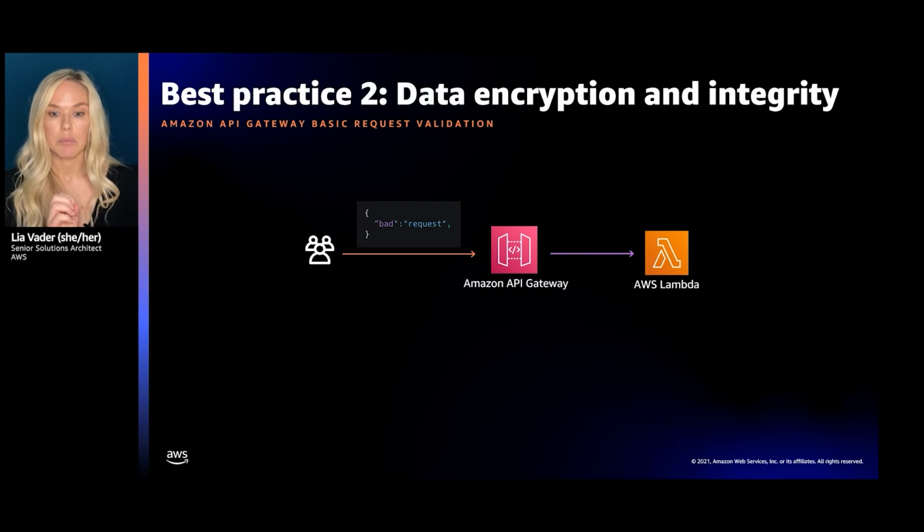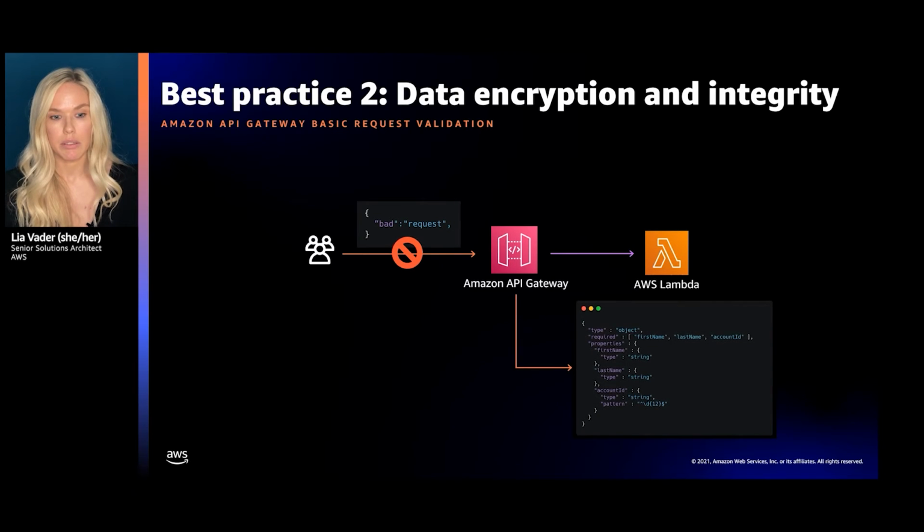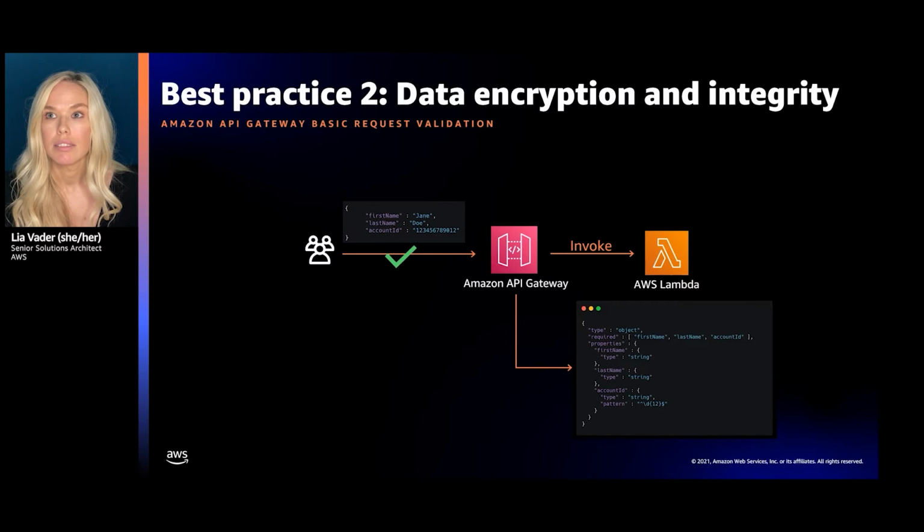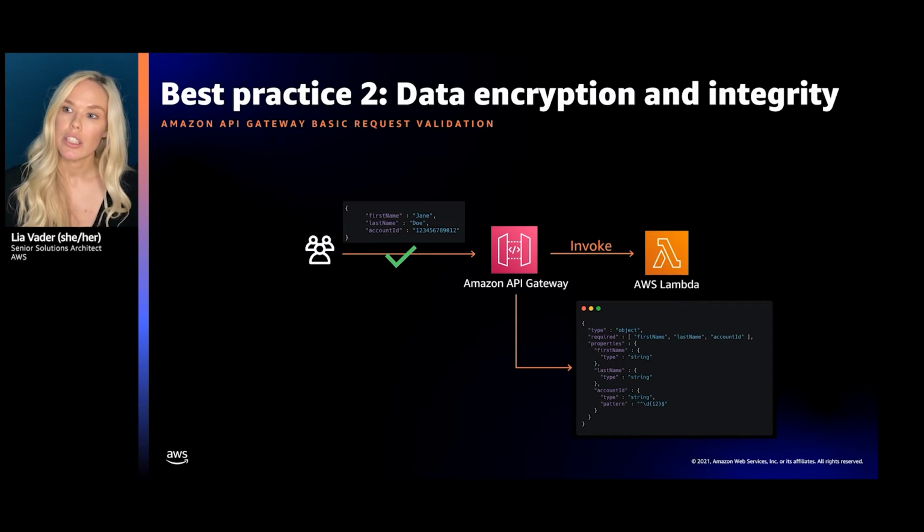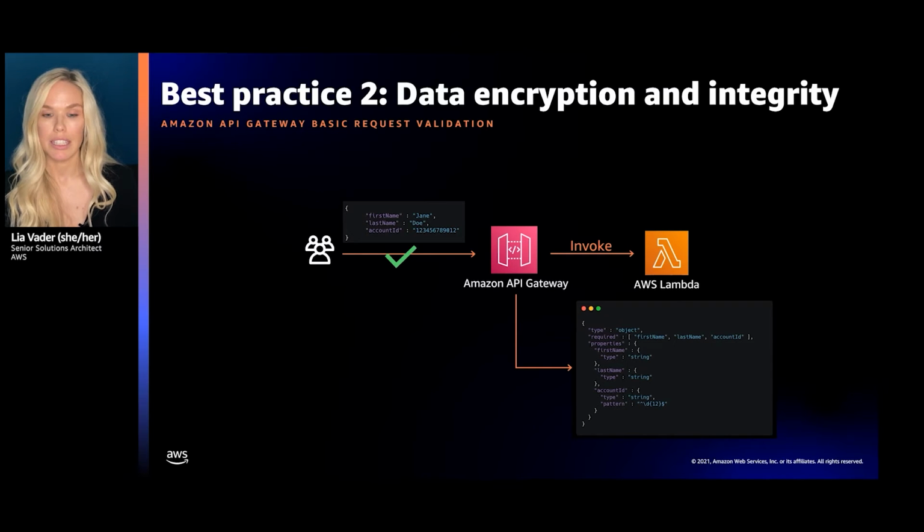So let's show you an example of this. Here we have an obviously bad request. It comes in, API Gateway checks it against our model, and then denies the request. And when the request is valid, it comes in, it's checked against our model and allowed.